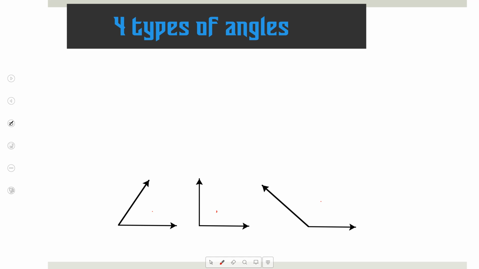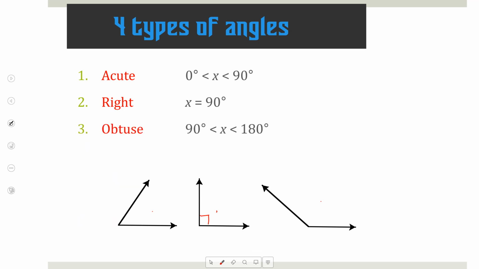We only deal mainly with the 3, but the 4 that I have for you are acute, 0 to 90 degrees. Right, exactly 90 degrees. How do you know if something is a right angle? You'll be told it's a right angle, you'll be told it's perpendicular, or we've already seen that little box down in the corner. Obtuse, 90 to 180. And then the one you were talking about is a straight angle. A straight angle looks like a line. That would be a straight angle.